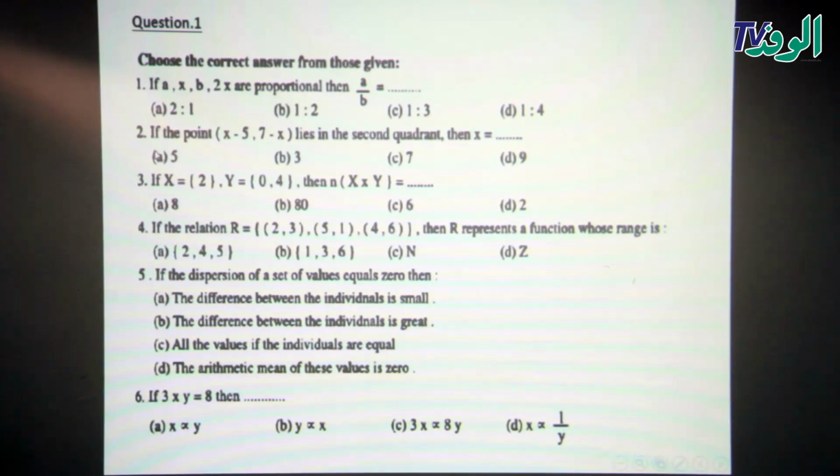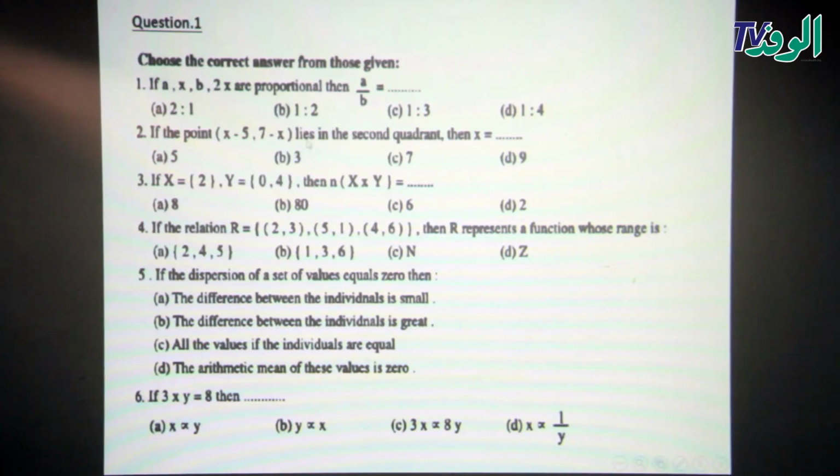Number 2. If the point x minus 5, 7 minus x lies in the second quadrant then what is the value of x. My dears, go back to the four quadrants. We find that in the first quadrant x and y are both positive, but in the second quadrant x is negative and y is positive. So when I go to this question I must choose one of these four choices, which makes x negative and y positive. Let's try 5.